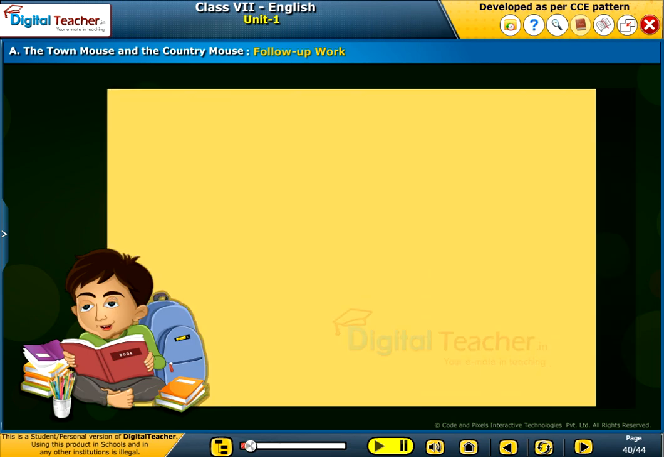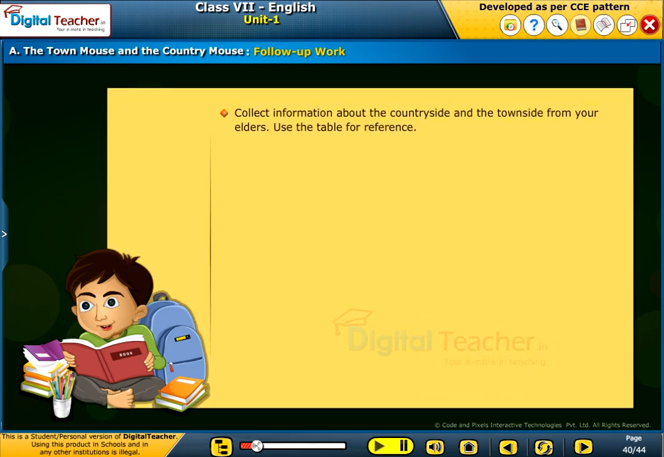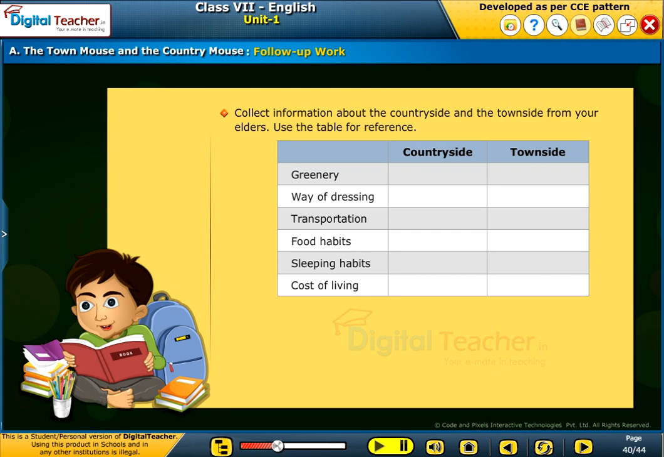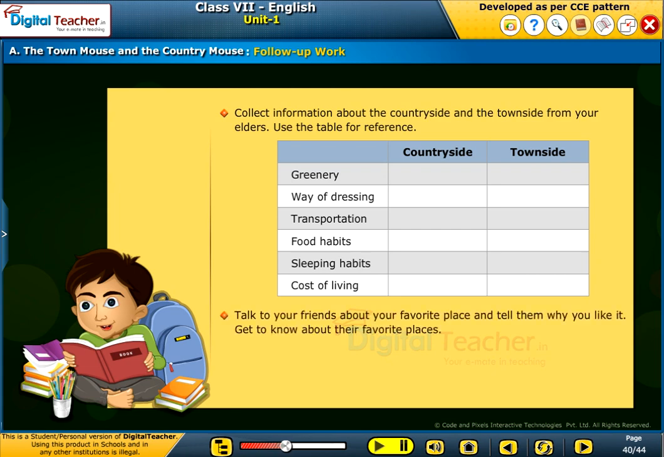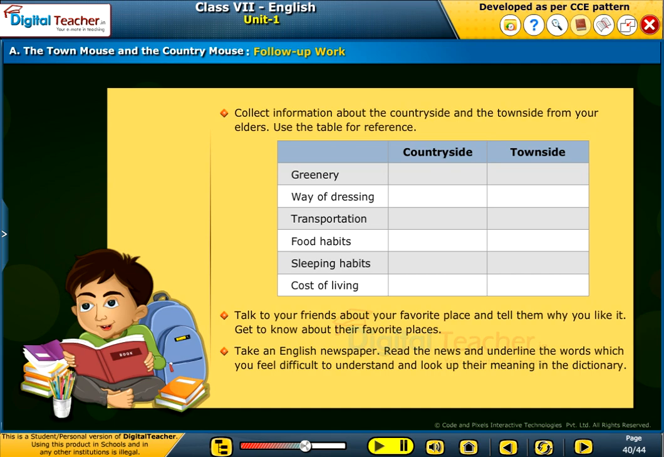Follow-up work. Take up the following activities. Collect information about the countryside and the townside from your elders. Use the table for reference. Talk to your friends about your favorite place and tell them why you like it. Get to know about their favorite places. Take an English newspaper, read the news and underline the words which you feel difficult to understand and look up their meaning in the dictionary. Gather your friends and plant a few plants in your school garden.